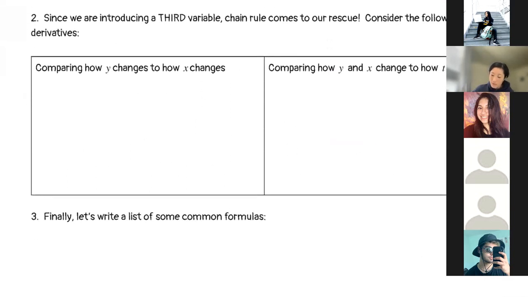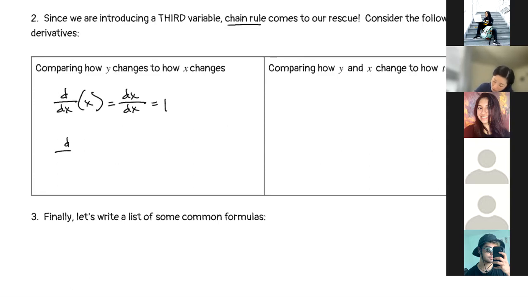The second thing I'd like to leave you with is this. Since we're introducing a third variable, chain rule or implicit, that's our best friend, okay? When I'm comparing how y changes to how x changes, it might look like this. The derivative of x is dx/dx, which is 1. And what we learned from the last chapter, when I take a derivative of y, I end up with dy/dx, and sometimes we call that y prime.